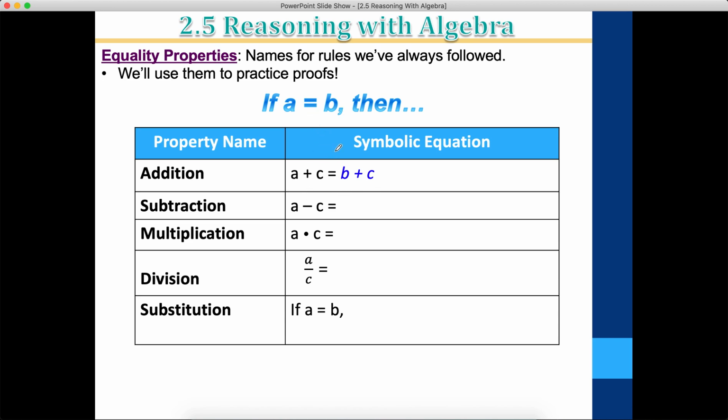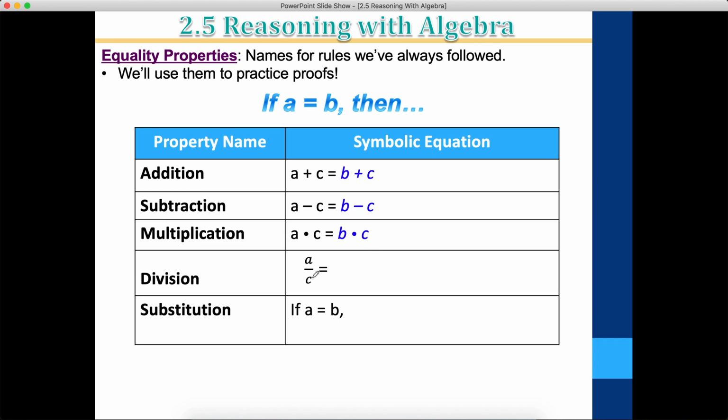More or less, if I have two numbers that are equal, if I add C to both, then both of those quantities still stay equal. Basically, I can add C to both sides of an equation. We know how that works. There's also the subtraction property, which works the same way. If I have the equation A equals B, I could subtract C from each side, and the equation still maintains its equality. I could do the same thing with multiplication. I could multiply both sides of the equation by C.